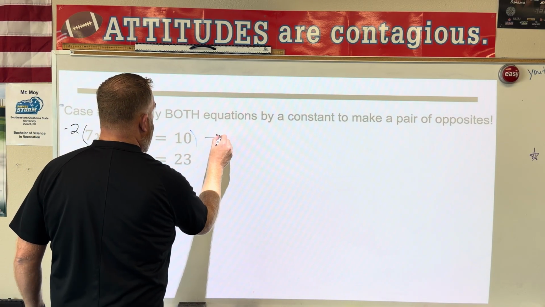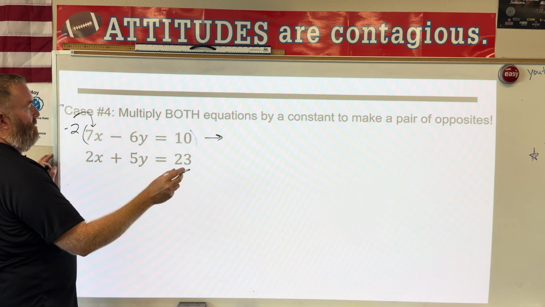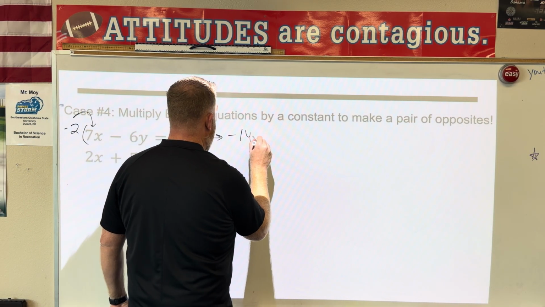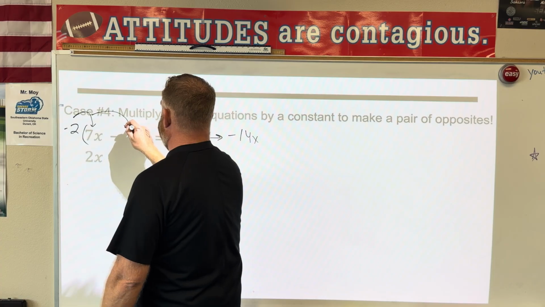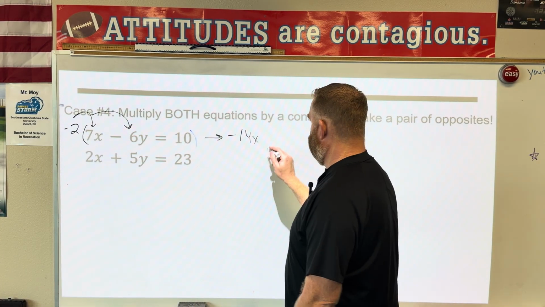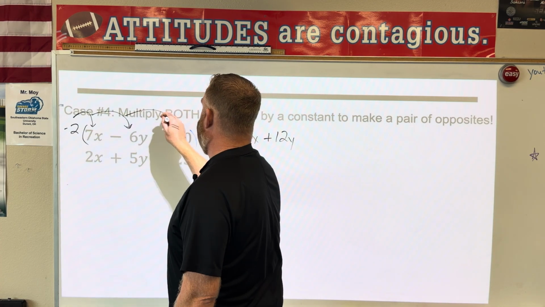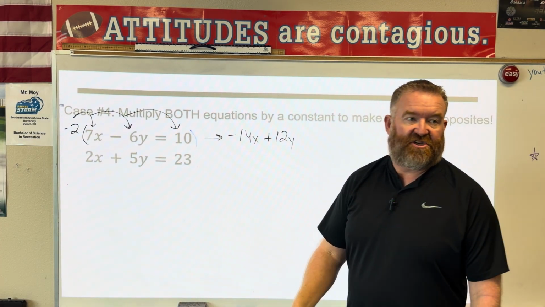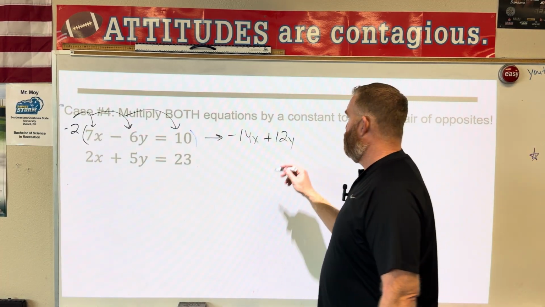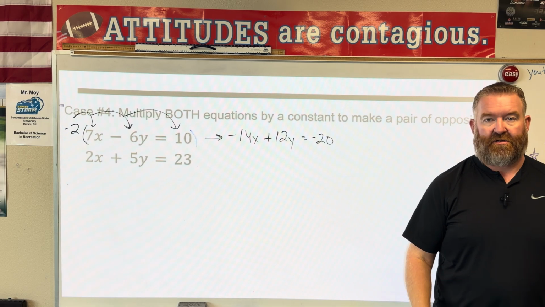Since I'm changing both of them, I'm going to write the equations over here. What is negative 2 times 7? Negative 14x. What is negative 2 times negative 6? Nope. Positive 12y. And then you got negative 2 times 10. Remember, the negative changes all the signs. So 10 now becomes a what? Negative 20. Stay focused, guys. I'm just about done. I'm just about finished, okay?